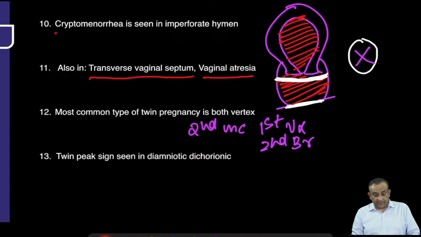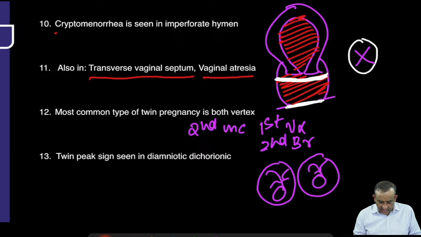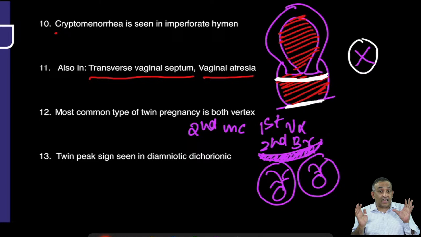Twin peak sign is seen in diamniotic dichorionic pregnancies. If you see two fetuses and there are two bags and there seems to be one placenta, you want to know whether this is actually one placenta or two placentas which are very close. If it is dichorionic, there are two placentas that implanted very close to each other and are stuck together. When these placentas are stuck to each other, some chorion will come and invaginate between these two amnions. That is what is known as the twin peak sign.